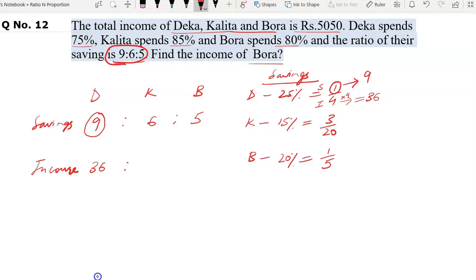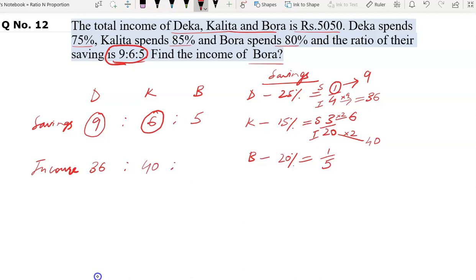Now similarly we have Kolita. This is income, 20 is income and saving is 3 units. Now Kolita's saving is 6. So 3 units represent 6. So 1 unit will represent how much? 6 divided by 3, which is 2. So 3 into 2 will give us 6. So if we need to find the income, 20 into 2 will give us 40. So Kolita's income is 40.